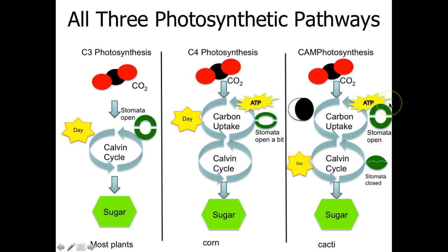And finally, what they can do is completely dissociate the carbon uptake from the Calvin cycle. And during the night, they'll have their stomata open so they can get the carbon dioxide that they need for the light independent portion. But during the day, when the ATP and the NADPH are being produced during the light dependent portion, the stomata are going to remain closed so that the plant does not have to worry about excessive water loss. And that's what cacti and other pure desert plants are going to do, and that's called CAM photosynthesis.